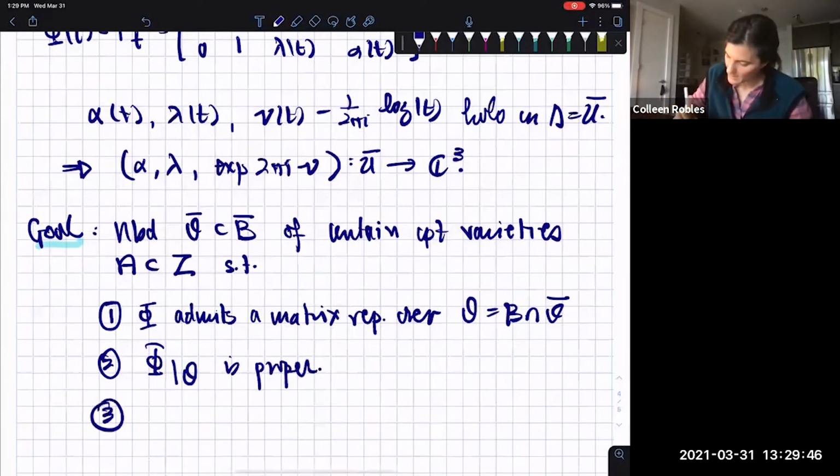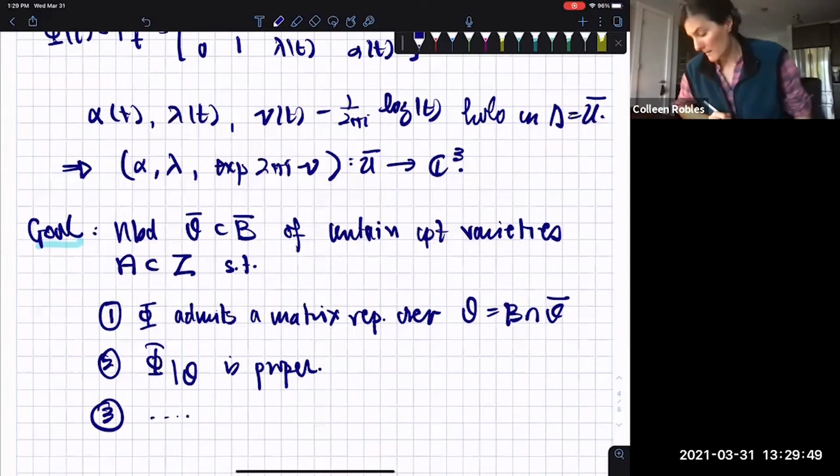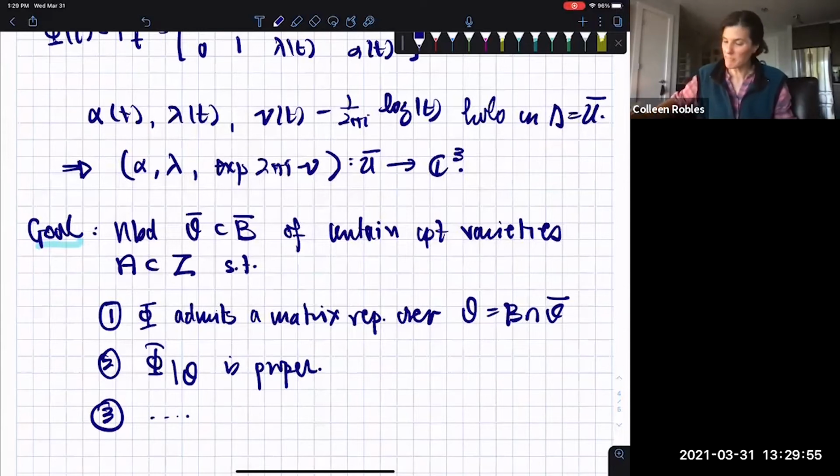And we're also going to get a little more out of this, but I'm not ready to say yet. We need some definitions. So the goal is to construct these neighborhoods and then use them to study the geometry at infinity and to study completions of period mappings.